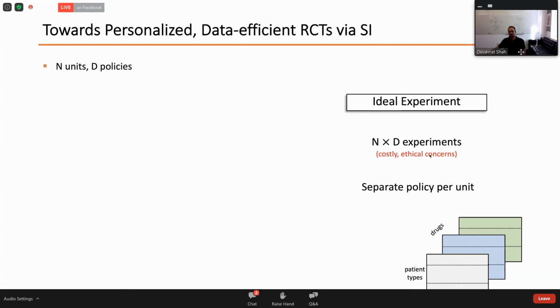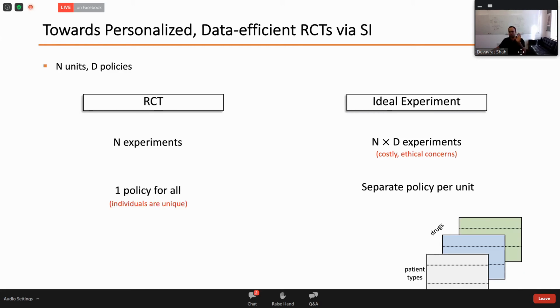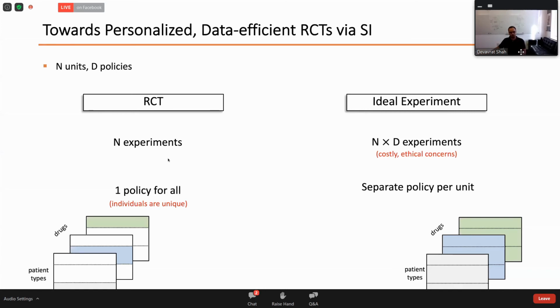These can be costly, this can be unethical, and many times it's impossible because you may not have enough patients of a given patient type to do across these many drugs. In the traditional randomized control, where you say, I'm going to ignore patient type, for entire population, I'm going to only decide one effective drug. What we do is that we take patients, and then all of them get one of the D things, and whichever is the best, so you produce an outcome. And in a sense, this gives you n experiments and one policy for all.